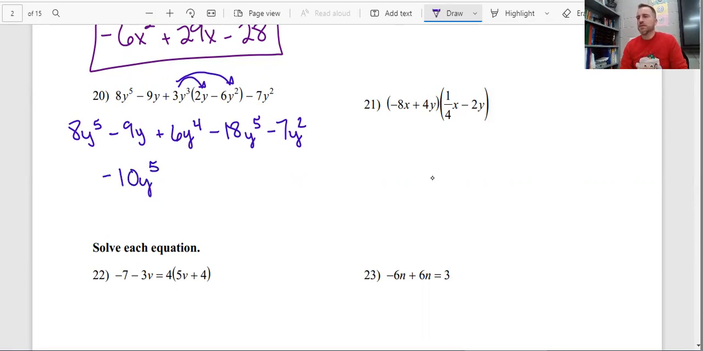So y to the 5ths, you have to deal with those at the same time. Y to the 4th is not a like term, so it doesn't go with those. It doesn't have any like terms. So we'll just write it next, a positive 6y to the 4th. We don't have any y cubes, but we do have a y squared, but we only have 1. So we just write it next. And then the last term, negative 9y. And that is the final answer.